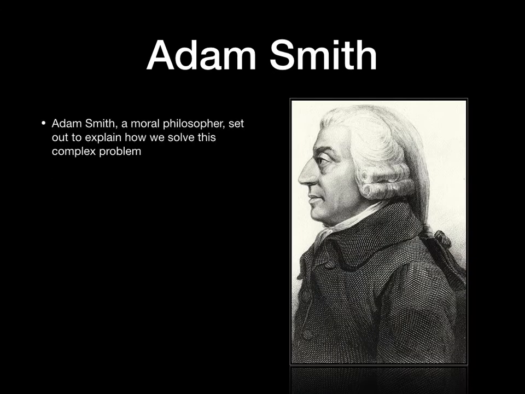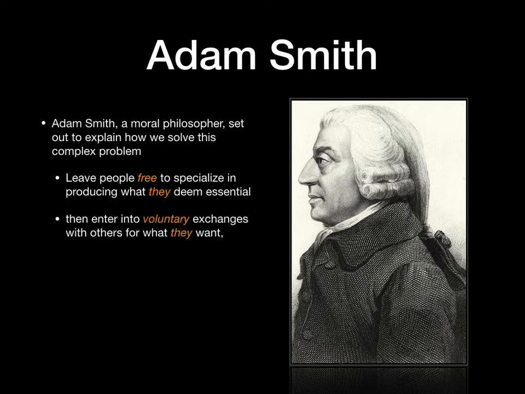So Adam Smith, a moral philosopher who lived during the 18th century, came about with an idea. And it was a very simple idea. Leave people free to specialize in producing what they deem essential. So leave me free to specialize in producing what I think other people want, and then enter into voluntary exchanges with other people. Now I have an incentive to produce what you want, and I have an incentive to do it at the lowest possible cost, so you will trade with me.